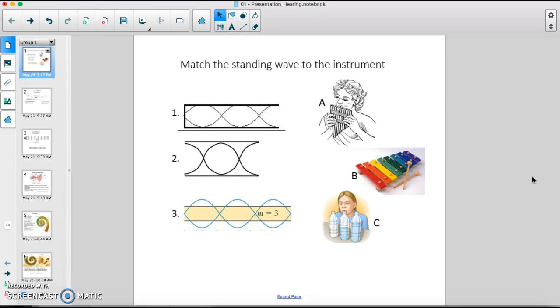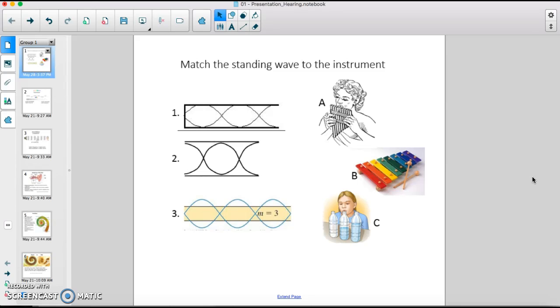So the answers here, I'm going to go a little bit out of order. Instrument C, so that person is blowing into a water bottle that is open on the top, obviously closed on the bottom, and it has different amounts of water in it. That would match best with waveform 1, standing wave 1, where you have closed on the bottom and you have open on the top.